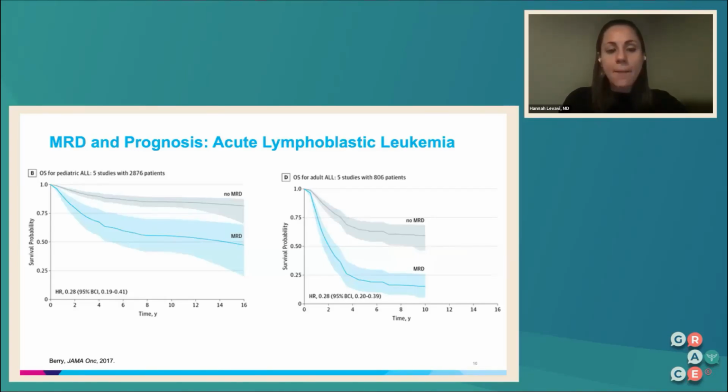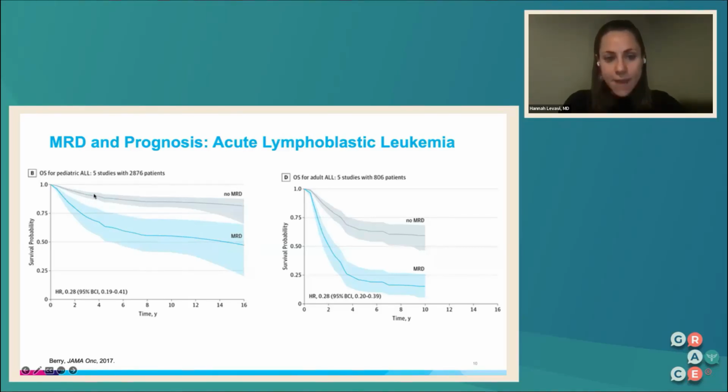But we know that getting to an MRD negative state in most of these blood cancers has a very good prognostic significance. And so here are two graphs from a very large meta-analysis of patients with ALL. Here you see for pediatric patients, so this was a huge number of patients, almost 3,000 patients, those patients who got to an MRD negative state, here in this top curve, their survival probability over time was much higher than those who never got to an MRD negative state.